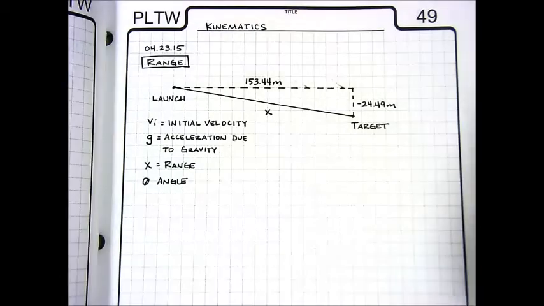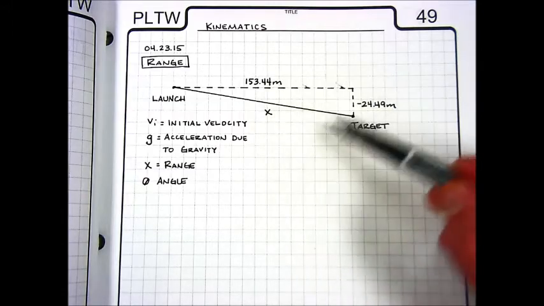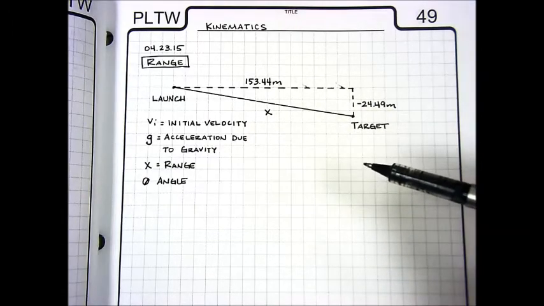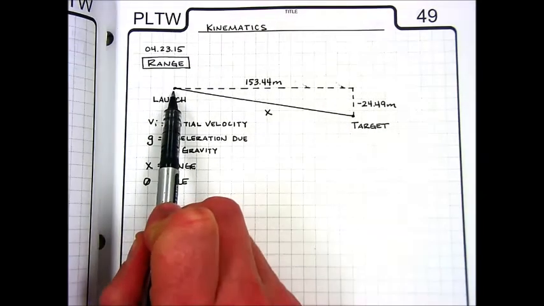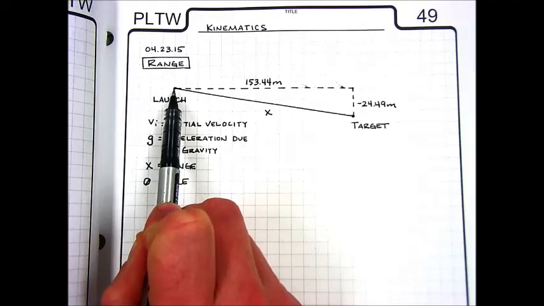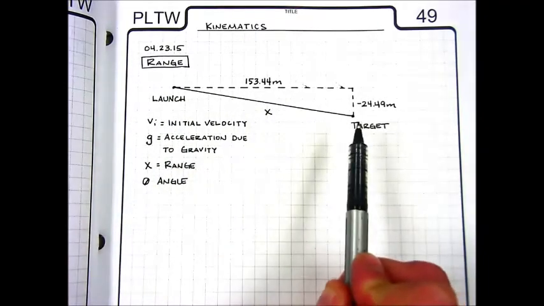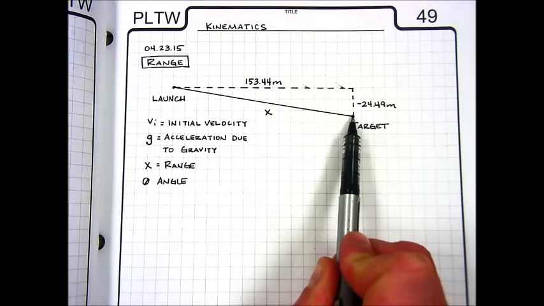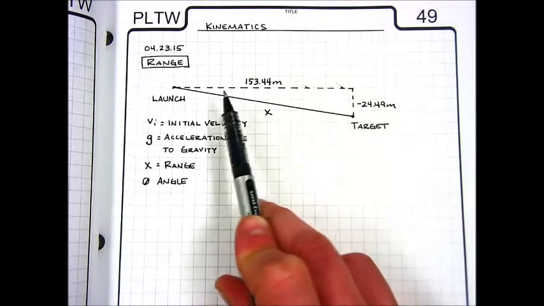In this example, we're going to be calculating range. And so let's talk about our drawing here and try to figure out what information we have. This point right here is the launching point, and so I will launch some projectile from this point. The target is over here at this point, so this is where we want our launched item to land.